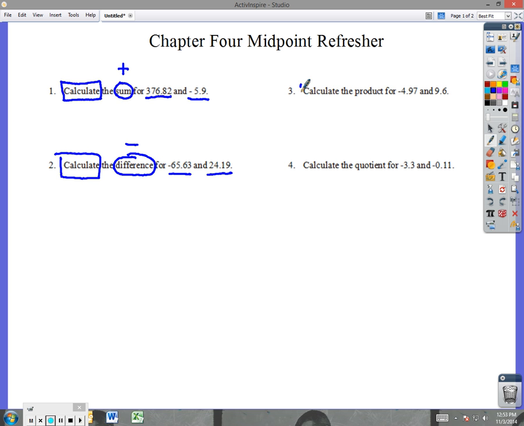Box in my verb. Calculate is my verb. That's telling me what to do. Product. That's an answer to a multiplication problem. And I have negative 4 and 97 hundredths, 9 and 6 tenths. I have a negative times a positive. Signs are opposite, so my answer will be negative.